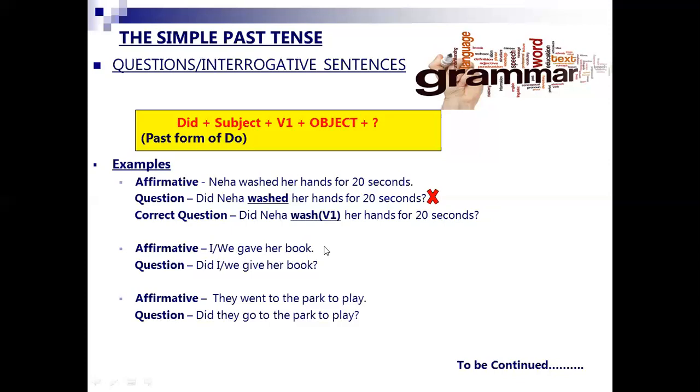Next example is we gave her a book. Gave shows simple past tense. Now we have to convert this simple past tense into a simple past question. So formula for it, first we will write did, then subject, then V1, then object. So did plus the subject will come as it is. First form of gave is give, and her book, and last question mark. Correct? Yes. And the last example is they went to the park to play. Now formula is did, they, here subject is they, first form of went is go, to the park to play, question mark. Did they go to the park to play? This is the correct question. Are you getting it, students?